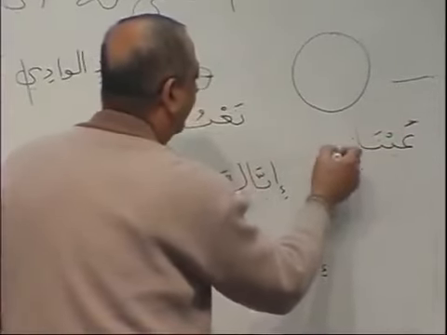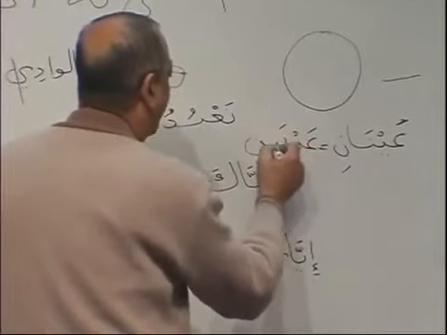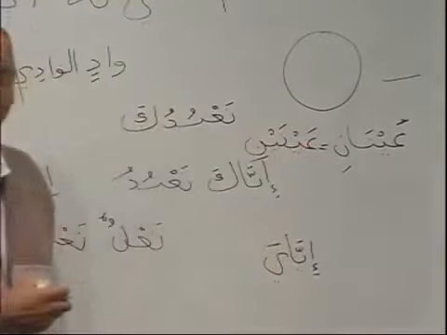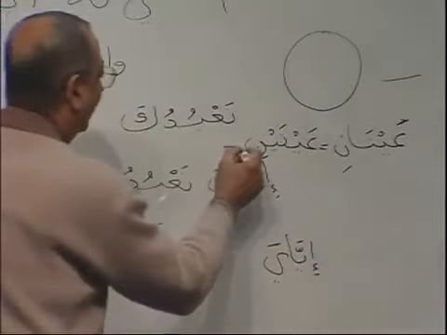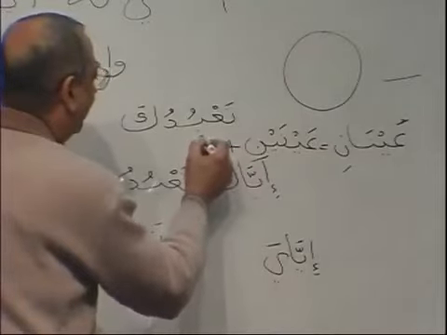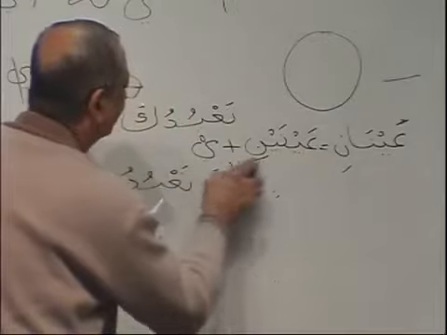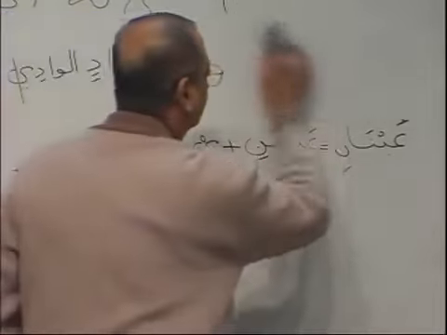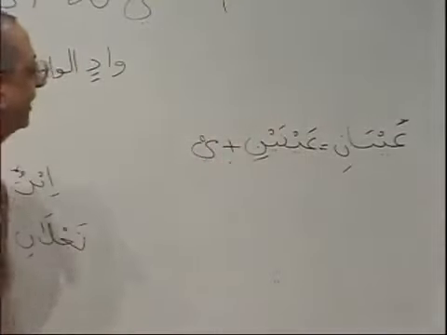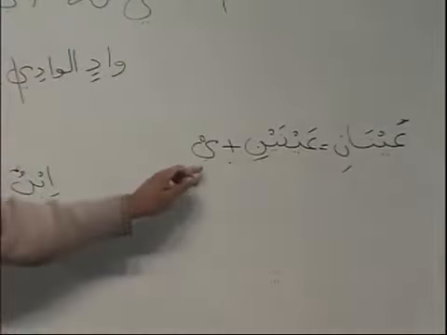Ainani will become ainaini, brothers and sisters. Now we put Ya Mutakallim plus Ya Mutakallim with sukoon. Are you with me, brothers and sisters? Look at it. Ainani, ainaini, Ya Mutakallim with sukoon. Brother Hassan, what shall I do now? I've made it mudaf.